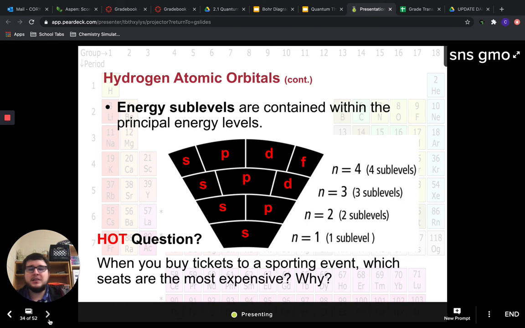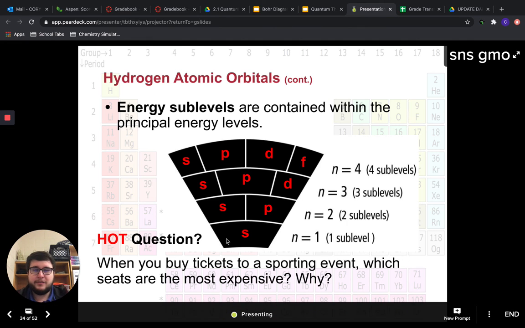I want you to look at this and think about it. Energy sublevels are contained within the principal energy levels. So in other words, I've got my first principal energy level, n equals 1. It has one sublevel. N equals 2, my second principal energy level, has 2 sublevels. N equals 3 has 3. N equals 4 has 4. And 4 sublevels is the maximum number that you can have. So n equals 5, 6, 7, 8, all the way up would also only have 4 sublevels. So think about this question.